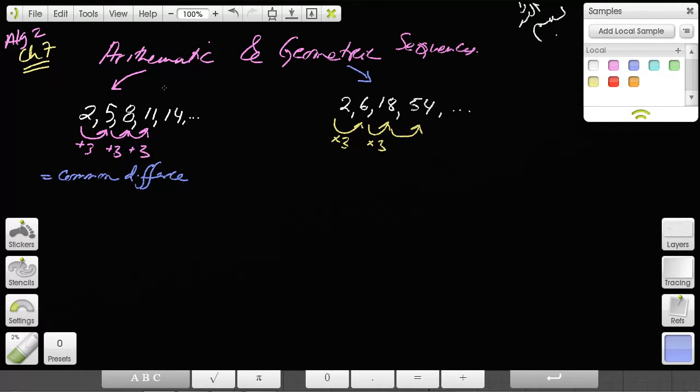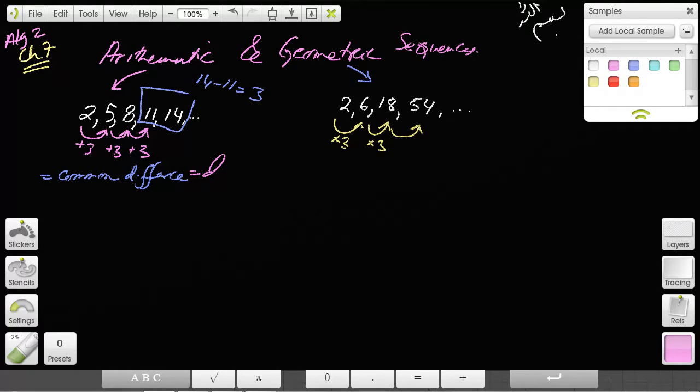If you're not told what the common difference is, it's pretty easy to find. Just take any two consecutive terms and subtract. 14 minus 11 is 3. How difficult is that? Or take 11 minus 8. So it's very easy to find. Same thing with geometric sequences. The common difference is d.